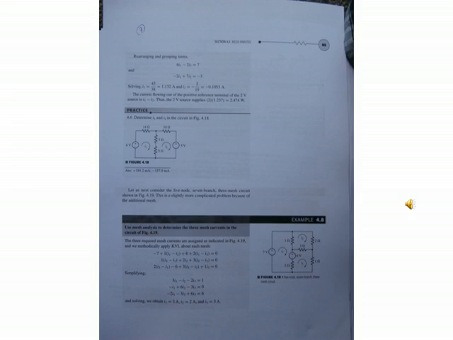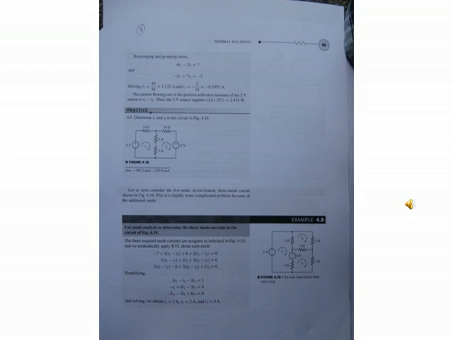Using Kirchhoff's voltage law, we write down the equation: minus 7 plus 1 multiply I1 minus I2 plus 6 plus 2 multiply I1 minus I3 equal to 0. The second equation: 1 multiply I2 minus I1 plus 2 I2 plus 3 multiply I2 minus I3 equal to 0. Another equation: 2 multiply I3 minus I1 minus 6 plus 3 multiply I3 minus I2 plus 1 I3 equal to 0.